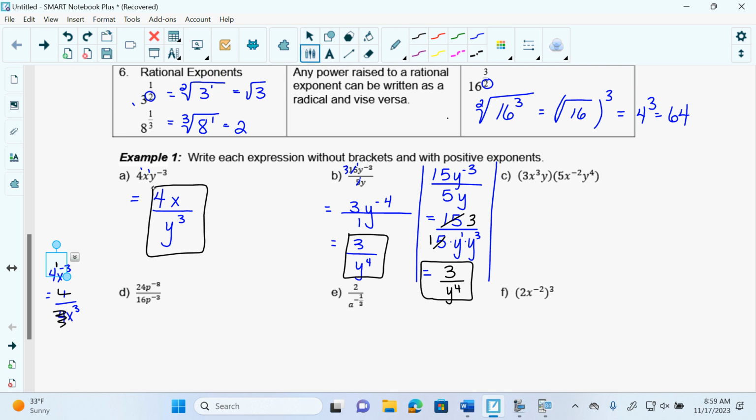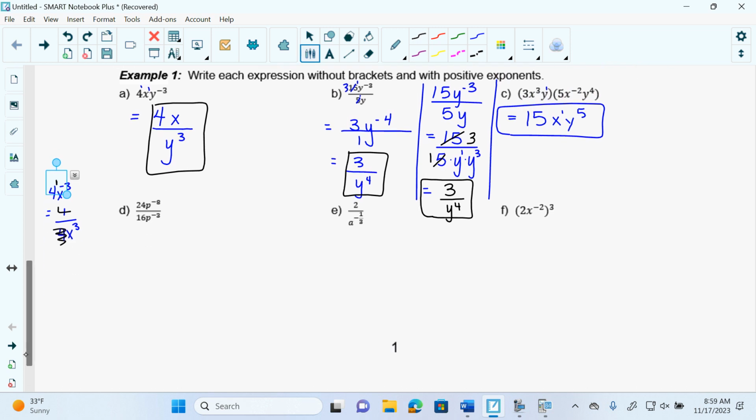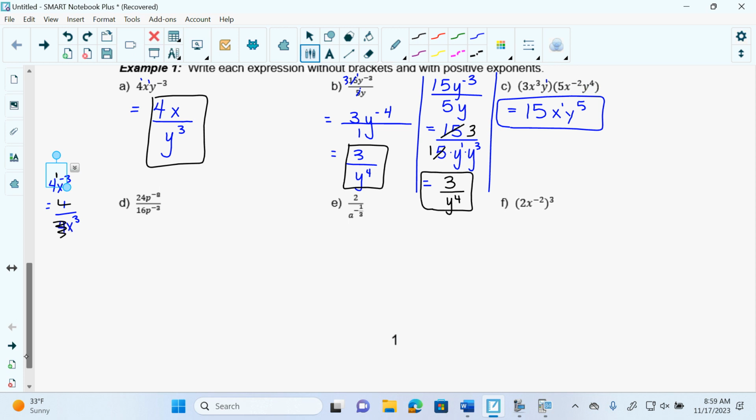When it's multiplication, that's what I do. So this one, let's just do our basic math. 3 times 5 is 15. X to the 3 times x to the negative 2 is x to the what? 1, because you add exponents. And then y to the 1 times y to the negative 4 is y to the? Yep, y to the 1 plus 4... y to the negative 3. All right? Okay.